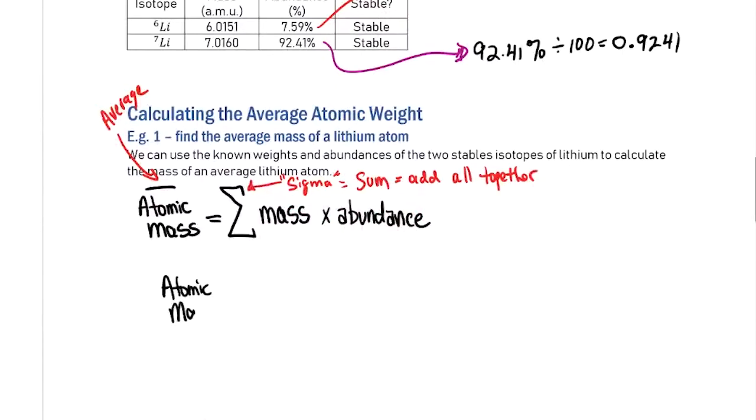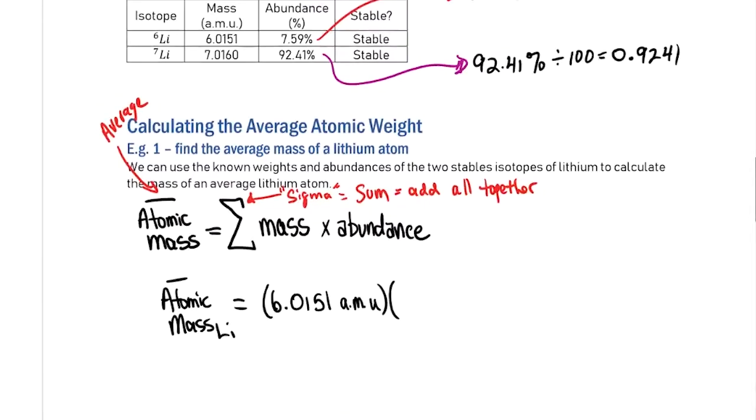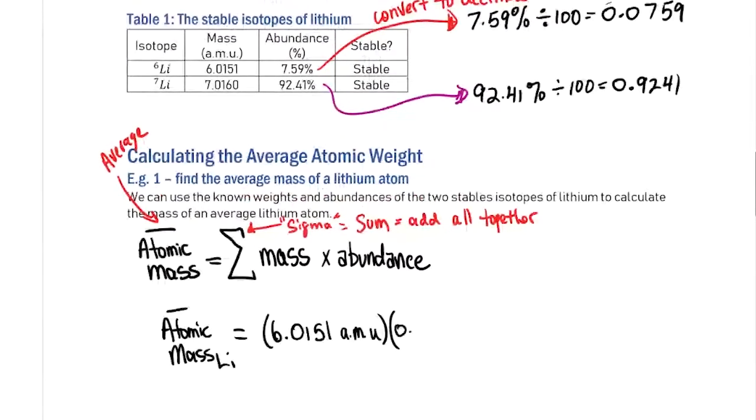So the average atomic mass of lithium would be this. Well, first we have to take the first lithium isotope, and it has a mass of 6.0151 atomic mass units. And its abundance, how common it is, is 7.59%, and as a decimal, that would be 0.0759. And that is going to tell us the story for the lithium-6 portion.